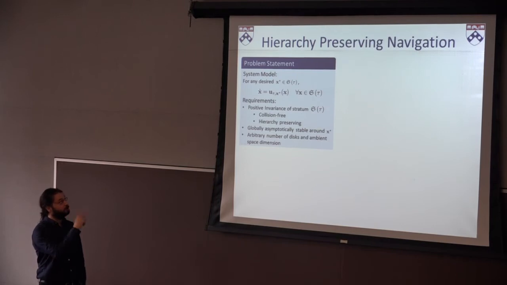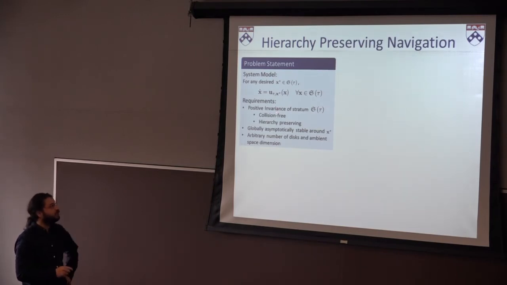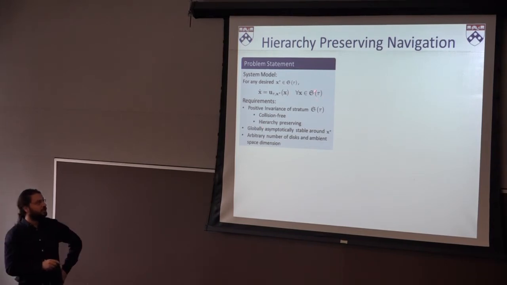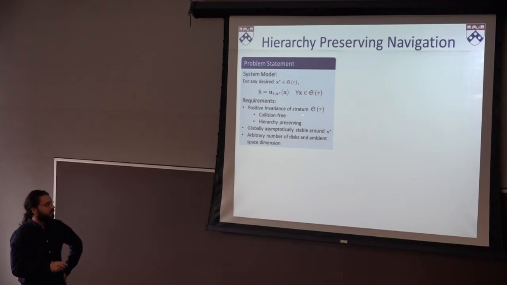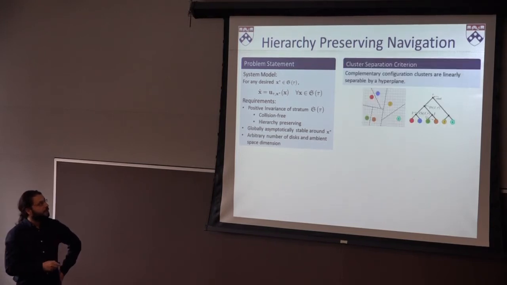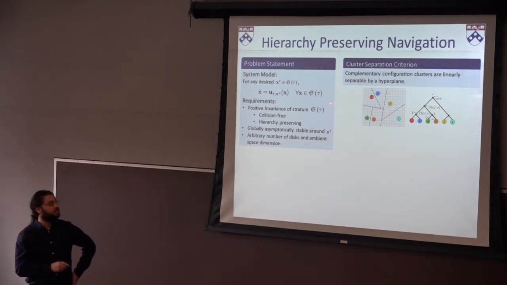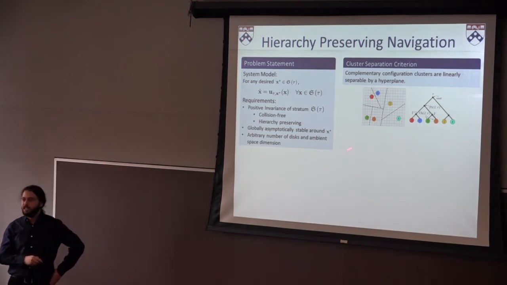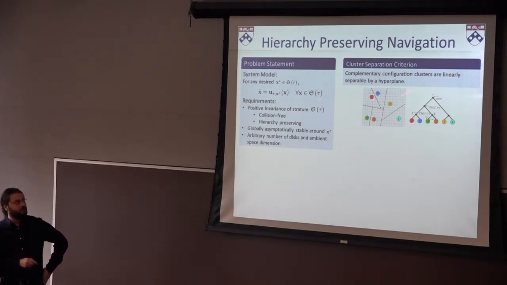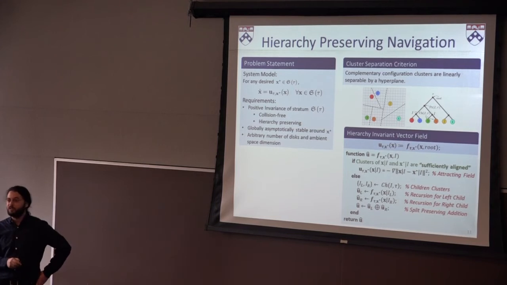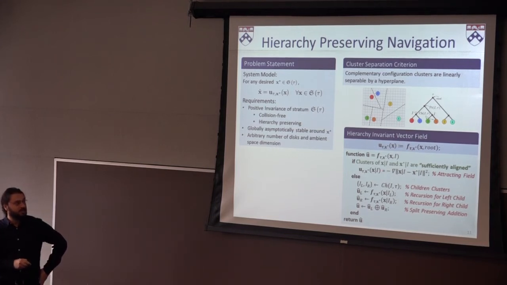Based on this observation, we will consider this hierarchy-preserving navigation. Here, the only difference is we just focus on a subset of the configuration space associated with a certain clustering hierarchy, and we want to preserve the clustering hierarchy, which will directly imply also collision-free navigation. And we will use this nice separation principle between the complementary clusters. We know that complementary configuration clusters are separated by hyperplanes. Using this observation, it's possible to design a vector field recursively. I think this is the important observation here.